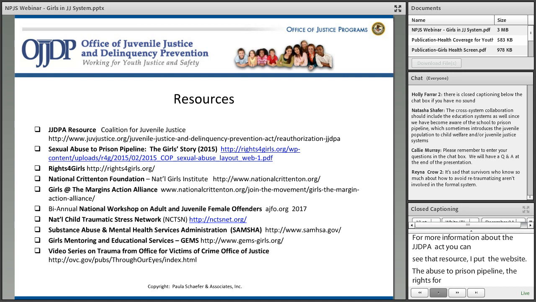Every other year we have a national workshop on adult and juvenile female offenders. It was in Connecticut this past October. We're hoping it will be in Minnesota in 2019. There's SAMHSA, the Girls Mentoring and Education Services, GEMS, and a video series on trauma. So for those of you who want a good training resource, you can also go to Polaris. I had that up earlier on a different slide. And this is also a really good video series on trauma from the Office for Victims of Crime.